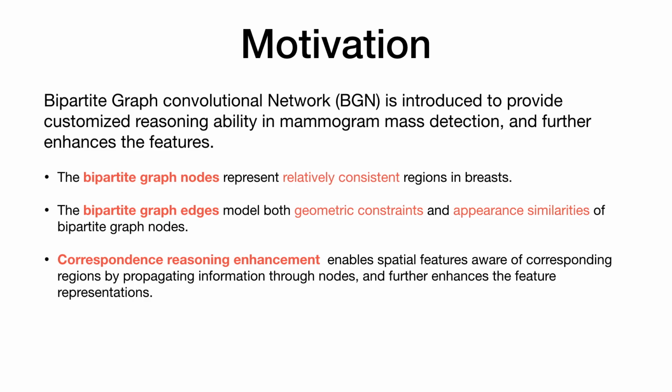Motivated by the reasoning procedure of radiologists, in this paper we propose a bipartite graph convolutional network to provide customized reasoning ability in mammogram mass detection and further enhance the features. The bipartite graph nodes represent relatively consistent regions in breadth, while the bipartite graph edges model both geometric constraints and apparent similarities of nodes. Correspondence reasoning enhancement, which is based on the defined bipartite graph, enables spatial features aware of corresponding regions by propagating information through nodes and further enhances the features.